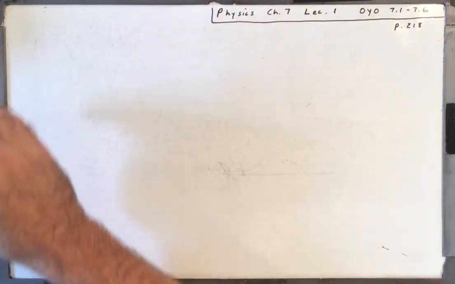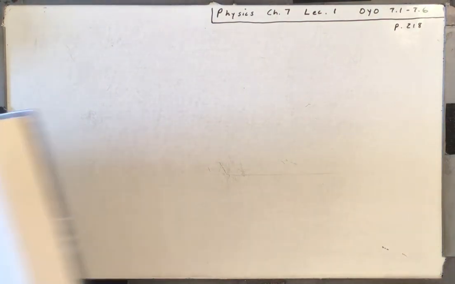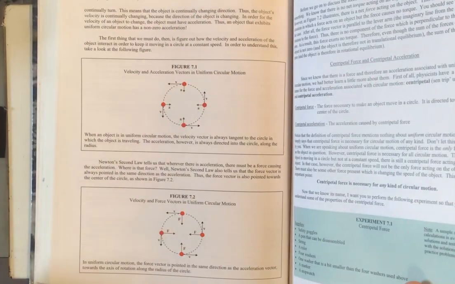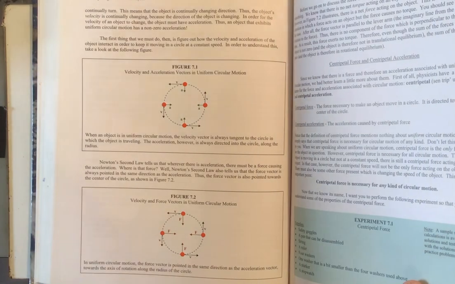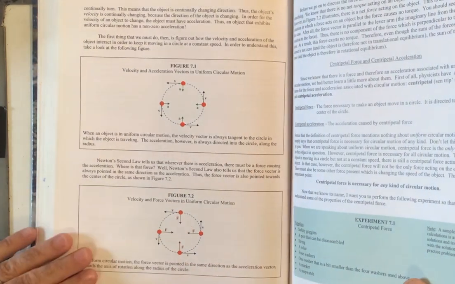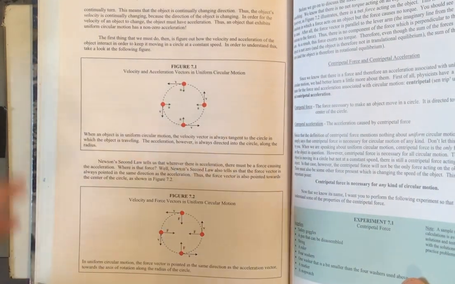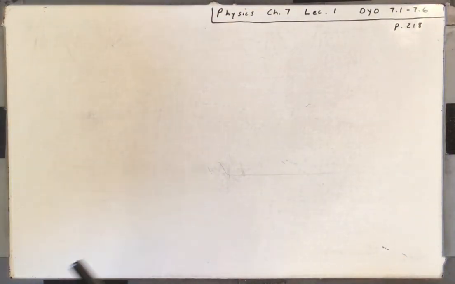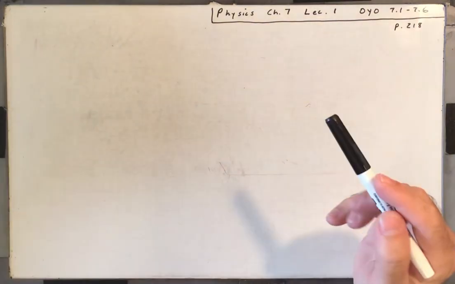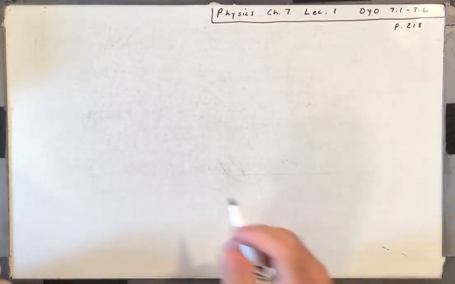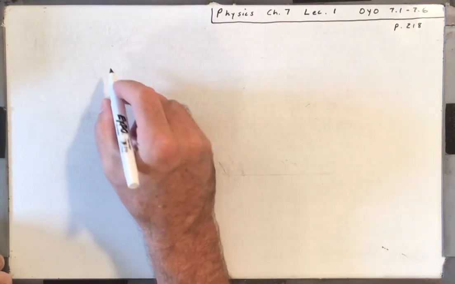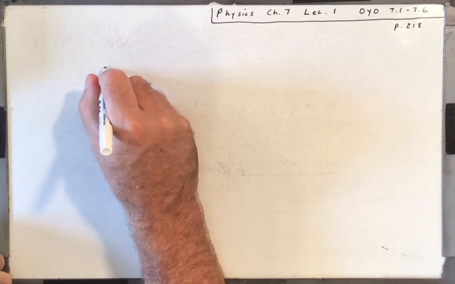So I've left you some space here. I want you to draw out this illustration in the book on page 218 that shows both the acceleration and velocity vectors for uniform circular motion. If you'll draw these on your notes, I'll explain them while I'm drawing.